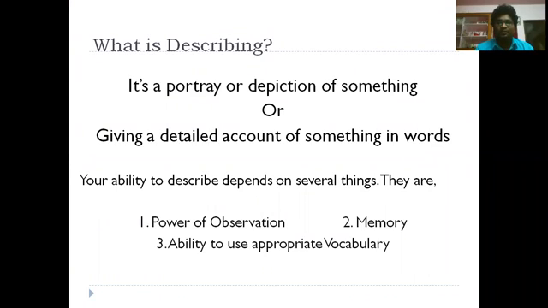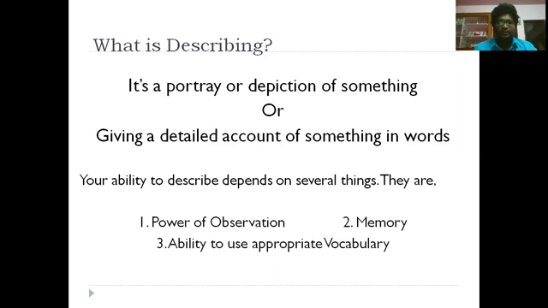What is describing? Describing is nothing but a depiction. It is nothing but giving a detailed account of something using words. For example, when you like a place, you're going to tell something about it. You're going to depict that place, or you're going to depict that person. You're going to tell something about that particular thing. So you're going to give a complete, detailed account of something using words. That is what it is. So when we are describing, we have to keep three things in our mind.